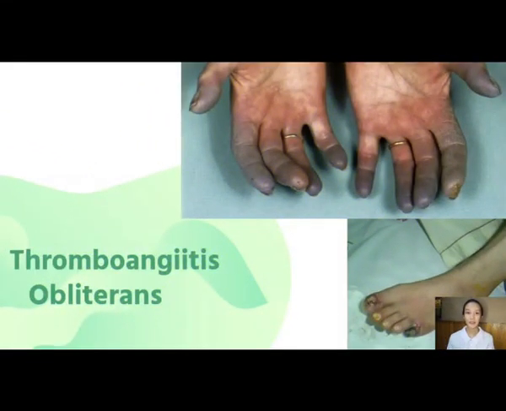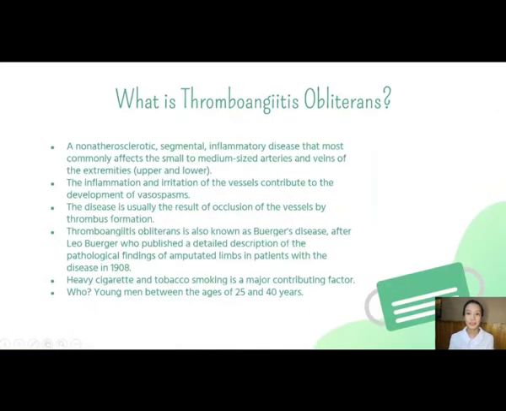Next, we have Thromboangiitis Obliterans or Buerger's disease. So, first, let's define and describe Thromboangiitis Obliterans. It is a non-atherosclerotic segmental inflammatory disease that most commonly affects the small to medium-sized arteries and veins of the extremities, both upper and lower.